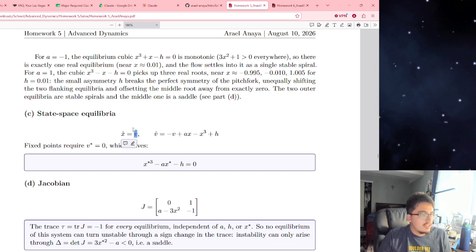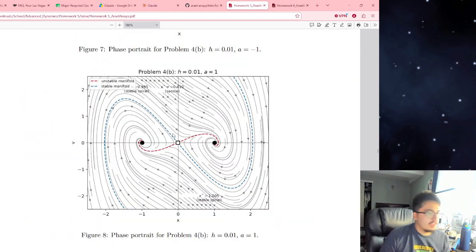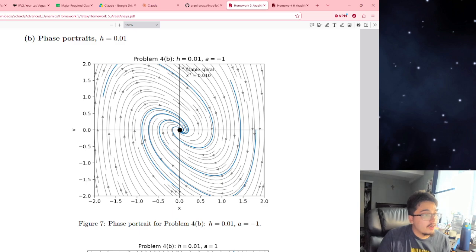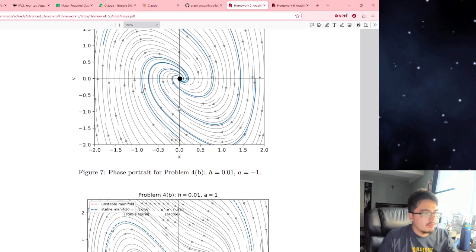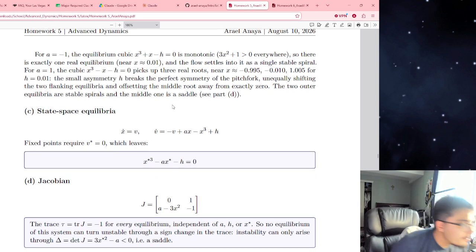Since this equation, x dot is equal to v, only has a 0 at 0, we know that v has to be 0. So now the rest of our roots are going to depend on this third degree polynomial: x star cubed minus a x star minus h is equal to 0. Which is where these come from. If you graph the polynomial, you'll see that as you increase this a, it goes from having a root at 0 to 3 roots, kind of spreading out.